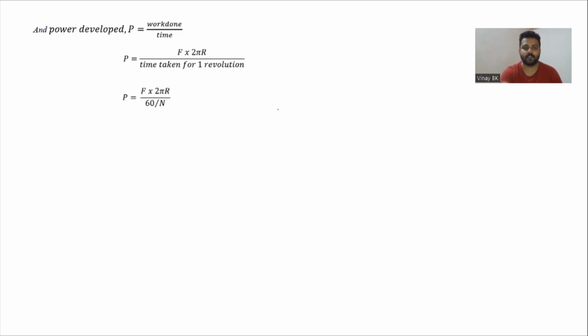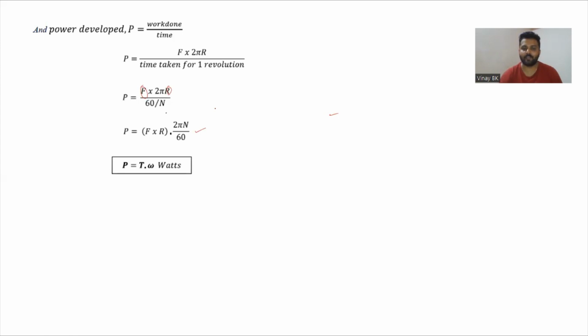So you can rewrite this with F and r as one group and 2 pi N by 60 as another group. F into r is nothing but torque, and 2 pi N by 60 is nothing but angular speed omega. So you write power P equals T into omega, in watts.